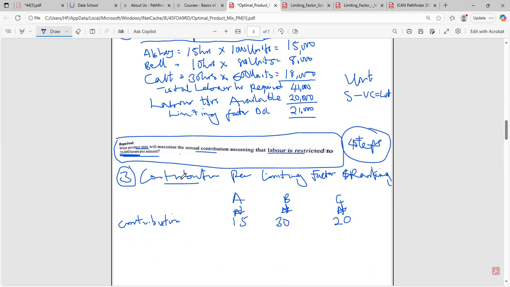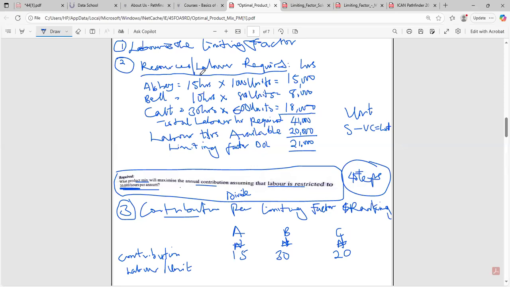So we are getting our contribution. Then I say per limiting factor. Please replace this per with divide. So contribution divided by limiting factor. That's what it means. So what is our limiting factor? Labor. Per unit, because you have contribution per unit, so you also put your labor per unit. What's your labor per unit?